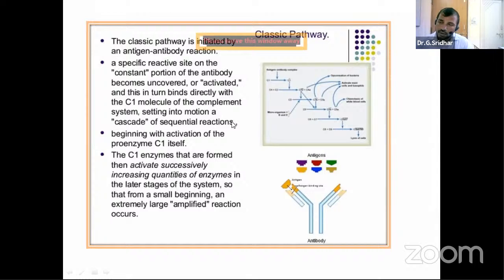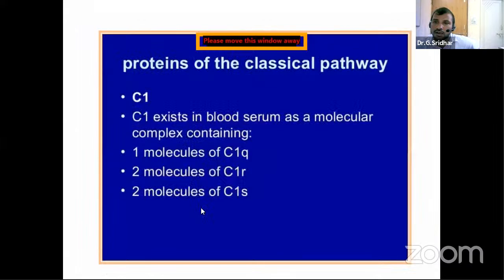I mean to say that generally you will find two types of regions, the constant region and the variable region. This constant region, the Fc region, can activate the C1 protein. Generally C1 is in the form of a pro-enzyme, and when it is activated, it is converted to an active enzyme. Beginning with activation of this pro-enzyme C1 itself, the C1 enzymes that are formed then successively activate increasing quantities of enzymes in the later stages of the immune system, so that a small beginning leads to an extremely large amplified reaction.